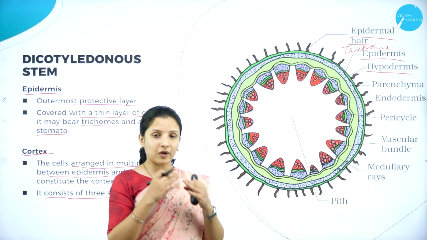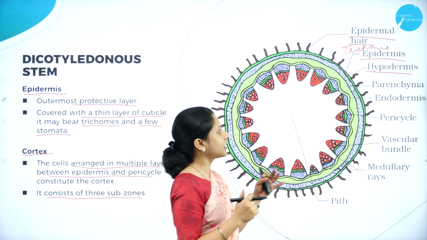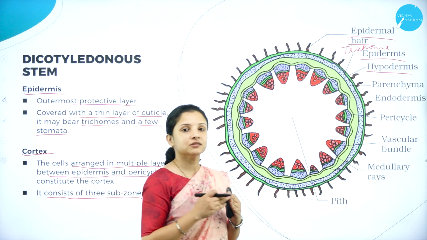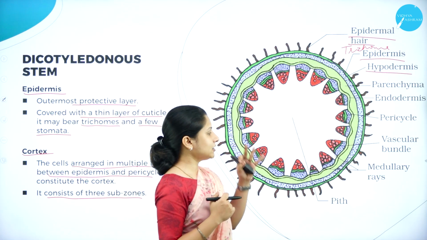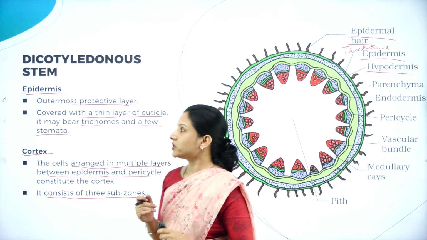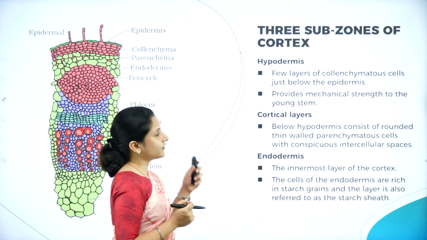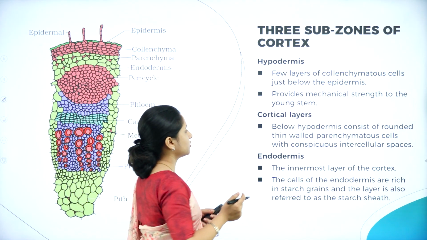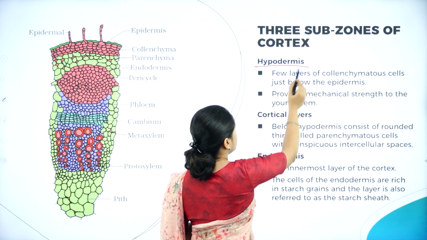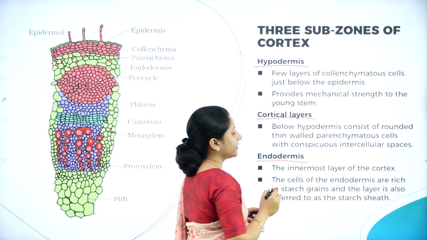It is the next part of the plant cells, or the next tissue, which is called the cortex, and the cortex is again divided into 3 subzones. So what are the 3 different subzones in the cortex? We shall see. As I told you, the cortex is divided into 3 important subzones: one is the hypodermis, the other one is the cortical layer, and the third one is the endodermis.